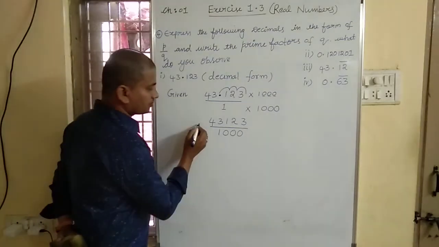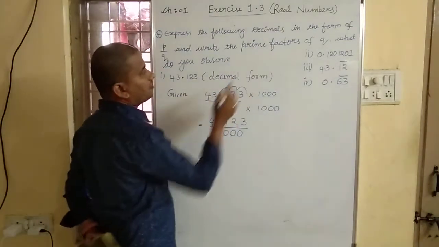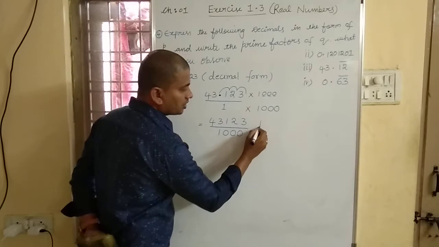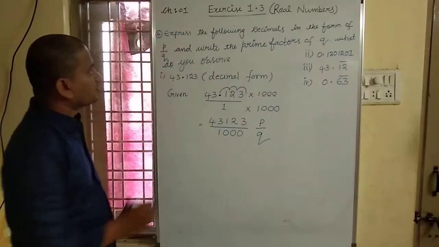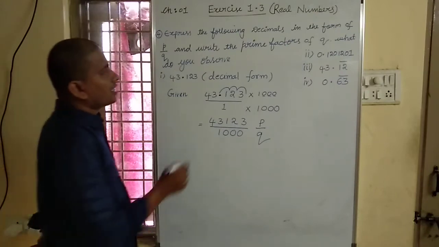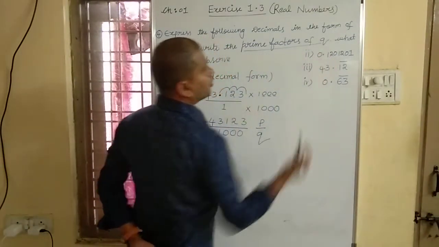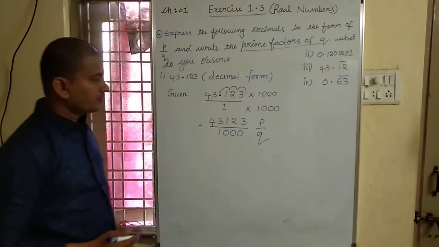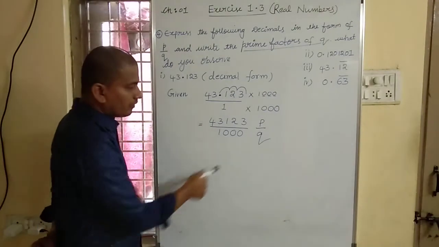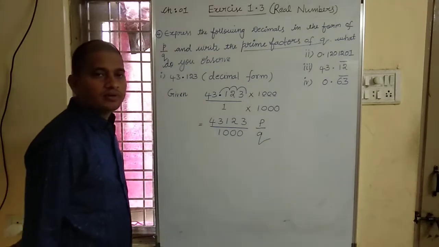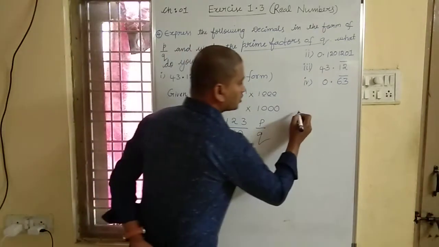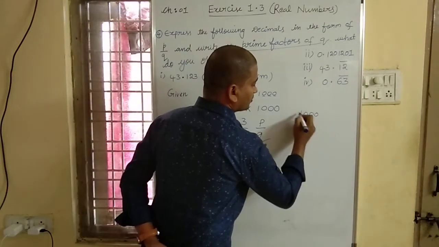Now you see, we expressed it in the form of P by Q. So the first part is over. And write the prime factors of Q. Our Q here is 1000. So we have to write the prime factors of Q.